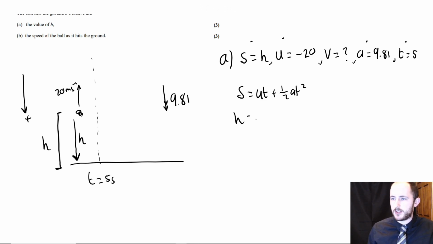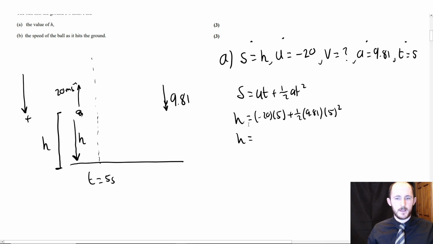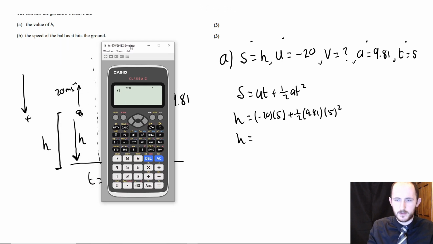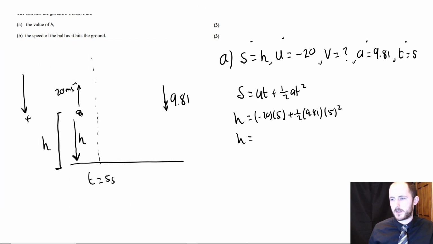So we have h is equal to minus 20 times 5 plus half times 9.81 times 5 squared. Okay, and we should get, so let's go, we're going to use a calculator. So we have minus 20 times 5 plus 0.5 times 9.81, that's 2, times 5 squared. And we get 22.625.